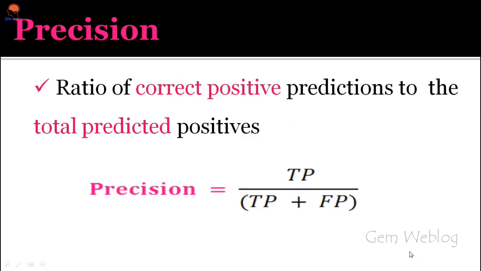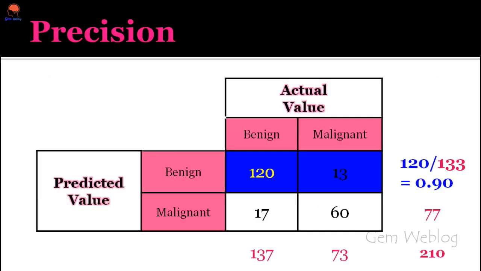Now we will see about the precision metric. It represents the ratio of correct positive predictions to the total predicted positives. The formula to calculate the precision is true positive divided by true positive plus false positive. Now we will see how to calculate the precision from the confusion matrix.